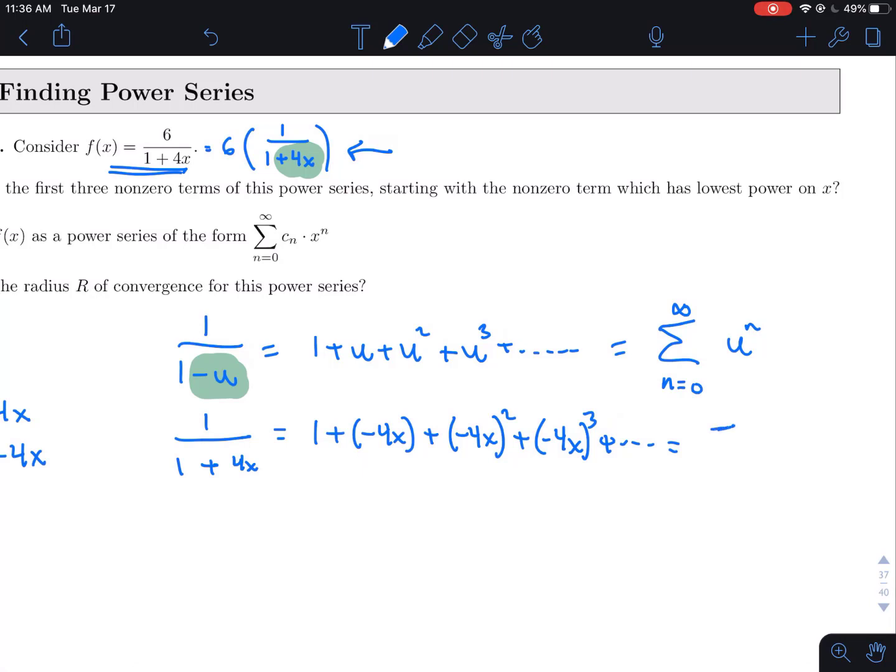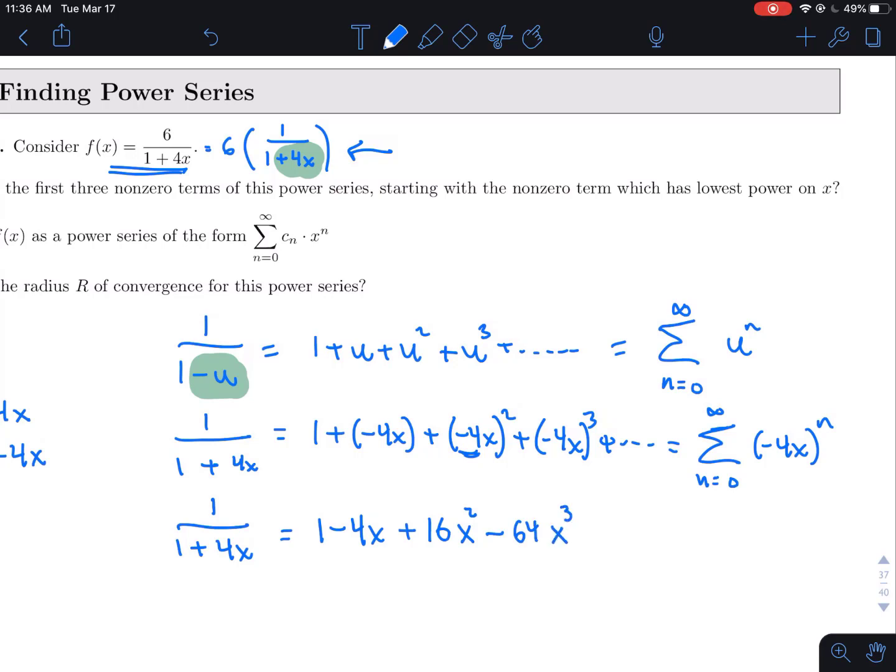And then as far as the sum goes, again, we're just subbing in everywhere I see a u, I'm going to put a negative 4x. So let's take one line to simplify this down a bit. So 1 minus 4x. And then when I take negative 4 and I square it, I'm going to get positive 16. And when I take x and I square it, I get x squared. When I take negative 4 and I cube it, negative 4 times negative 4 times negative 4 is going to be negative 64. And when I take x and I cube it, I get x cubed. And we're going to keep on going on forever.